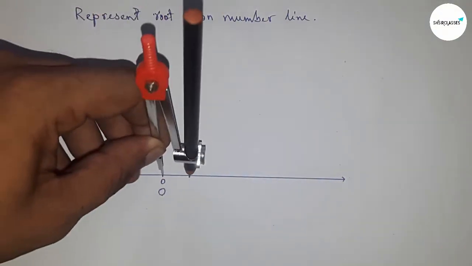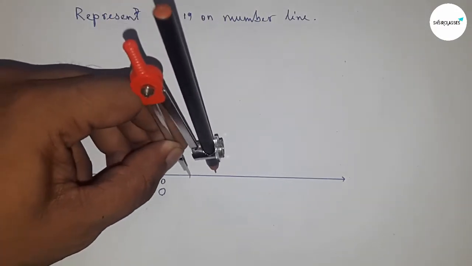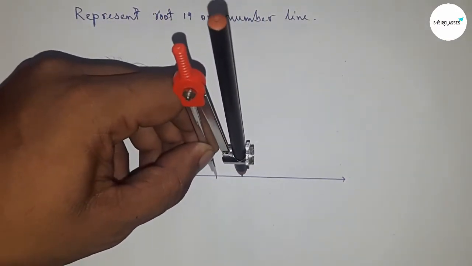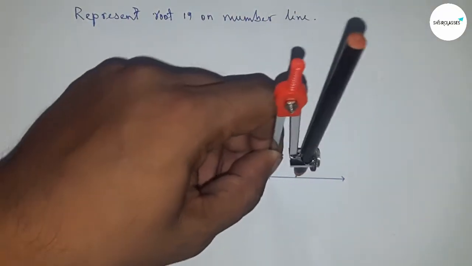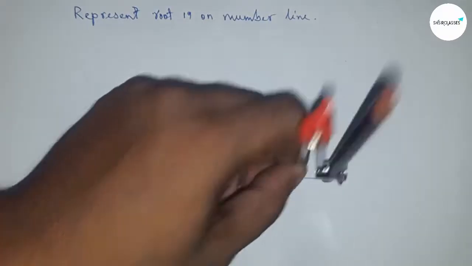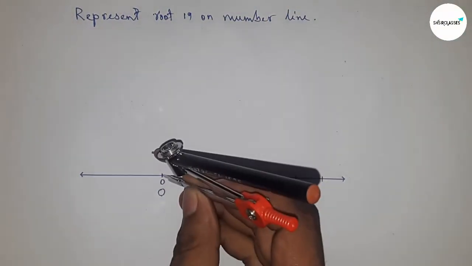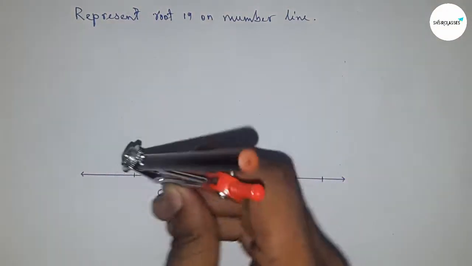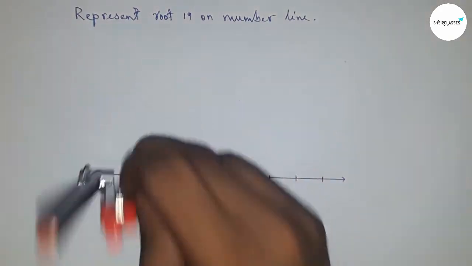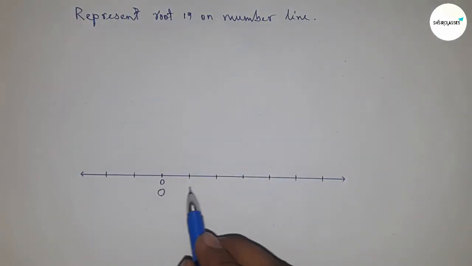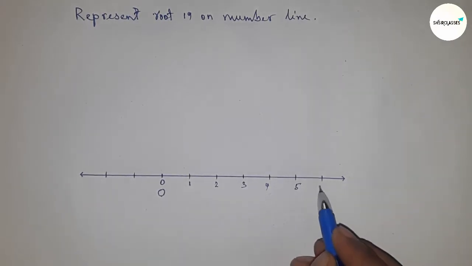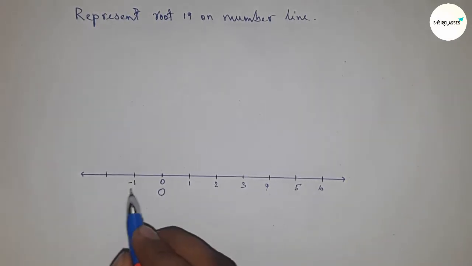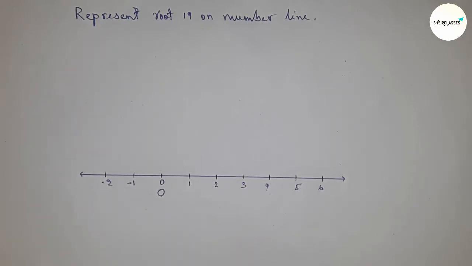So by taking any length with the compass, mark the lines this way, and we assume that this length is the unit length. That means 1 unit length. Okay, so here we mark the numbers on the line this way. So this is 1, 2, 3, 4, 5, 6, and on this side -1 and -2 and so on.